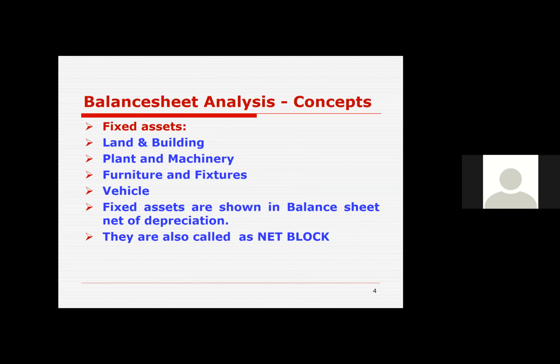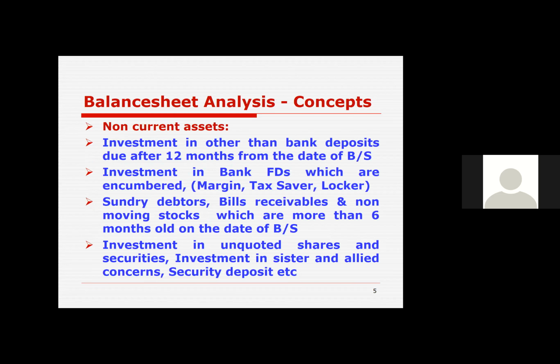We will see, we'll give an example. We will discuss that every year, as per the accounting policy, the depreciation has to be reduced from the book value of the asset, and then the net of the depreciation only will be shown in the balance sheet. So the fixed assets consist of land and building, plant and machinery, furniture and fittings, then vehicle. And the concept is fixed assets is shown in the balance sheet net of depreciation, which is called a net block.